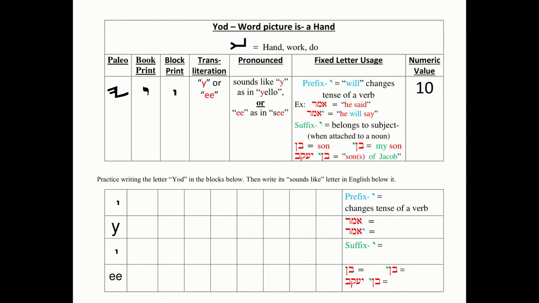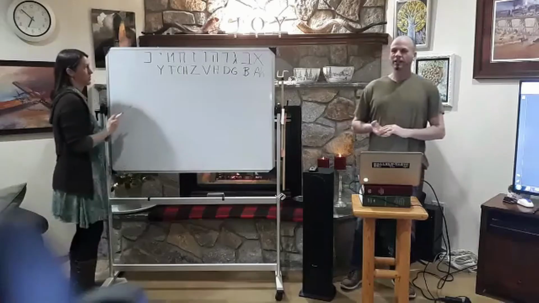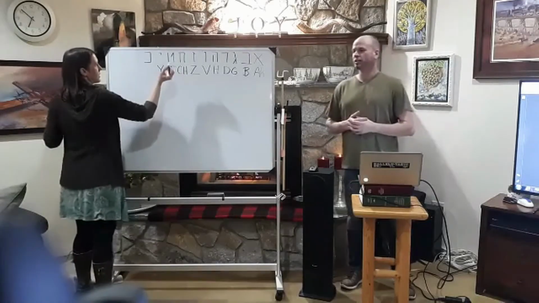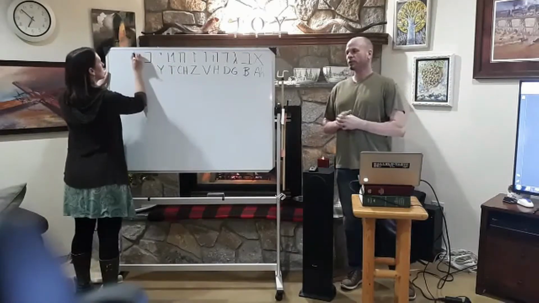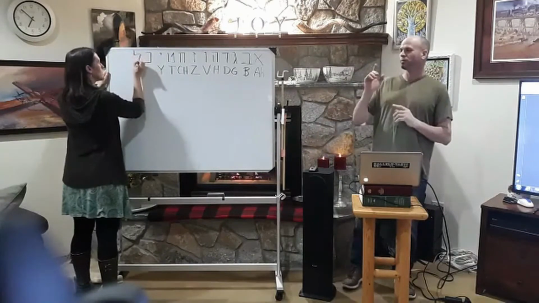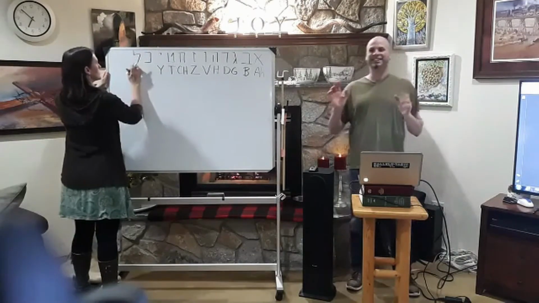To work or do. Yod is a prefix letter. It's a tense changer, it changes the verb tense. And then, while she's just continuing to write, let's talk about a few things. This is a little bit of a quiz. I'll have you guys give me the answers. You get one answer from one person. I don't want all three from one.